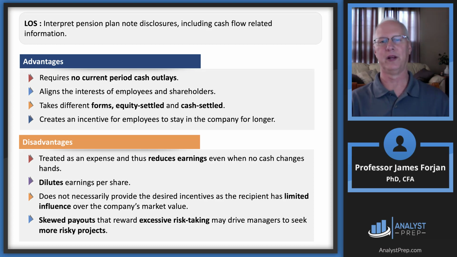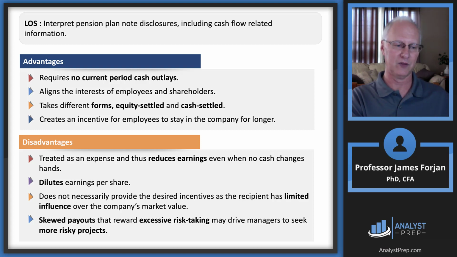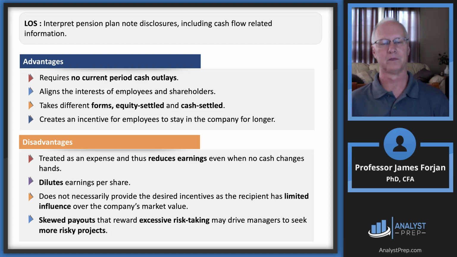Advantages: no current period cash outlays, aligns the interests, takes different forms, right? They can be equity settled or cash settled, but it creates an incentive for the employee to stay in the company for longer time periods. Now, of course, you want to, as a board of directors, you want to award and grant the executives who you want to stay around in the company for longer.